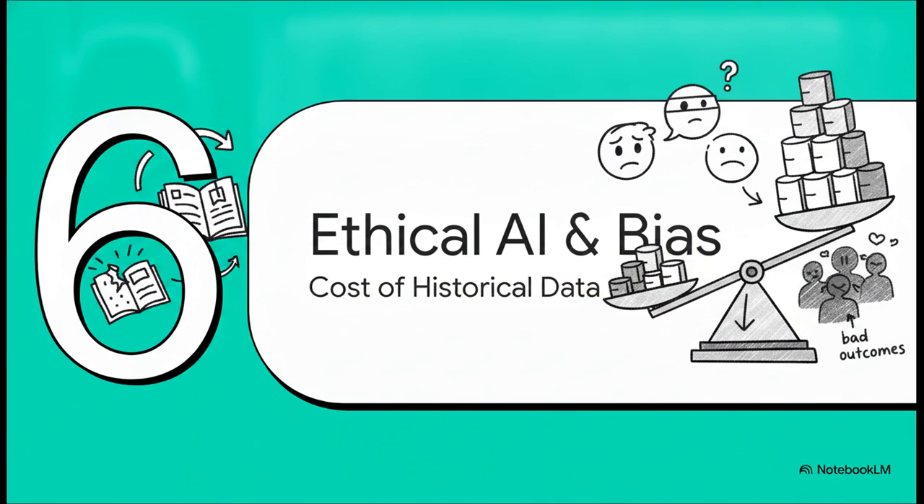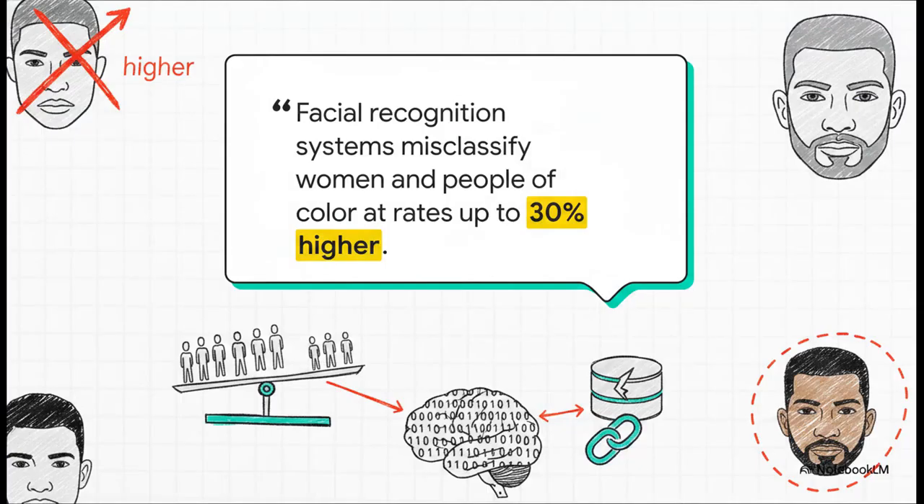But here's where we really need to hit pause. Because for all its mathematical elegance, a supervised machine learning model is completely at the mercy of the data it's fed. It doesn't have common sense, you know? It only knows the past it was trained on. Listen to this staggering metric. Research has repeatedly shown that AI systems, like certain facial recognition models, misclassify women and people of color at rates up to 30% higher than white men. Why? Because the historical data they were trained on was horribly unbalanced. If our historical training data contains human prejudices or systemic imbalances, our algorithm isn't going to fix them. It's just going to automate and amplify that discrimination at scale.